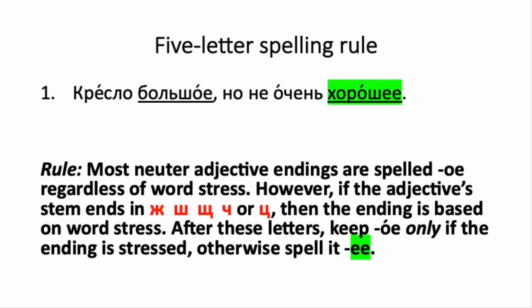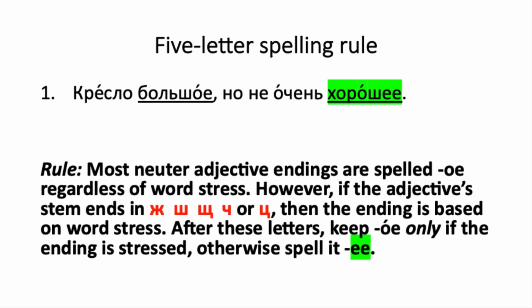Finally, we have another rule called a 5-letter spelling rule, as it lists 5 consonants that this rule applies to. This rule reads: most neuter adjective endings are spelled oye, regardless of word stress. However, if the adjective stem ends in zh, sh, sh, ch, or ts, then the ending is based on word stress. After these 5 letters, keep oye only if the ending is stressed. Otherwise, spell it yeye.